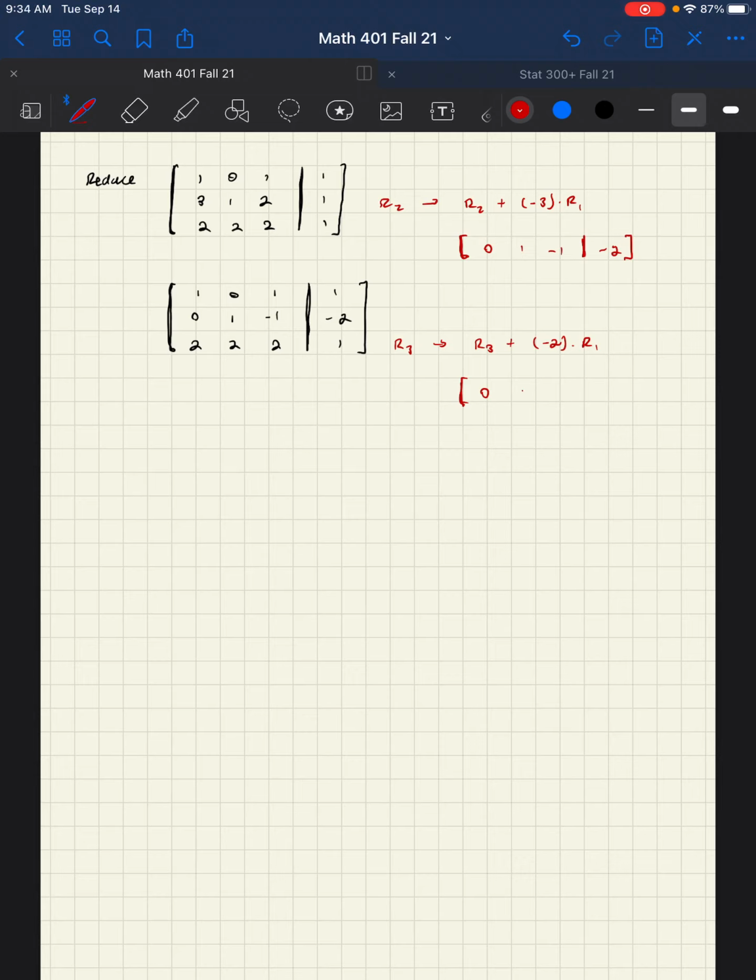0 times negative 2 is 0, plus 2 is 2. Negative 2 times 1 is negative 2, times 2 is 0, okay. And then, lastly, negative 2 times 1 is negative 2, plus 1 is negative 1. Okay, so then that now means we have this system.